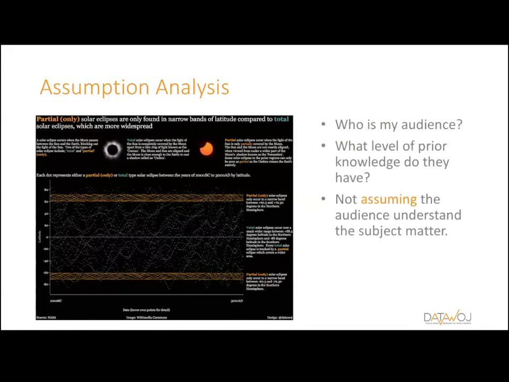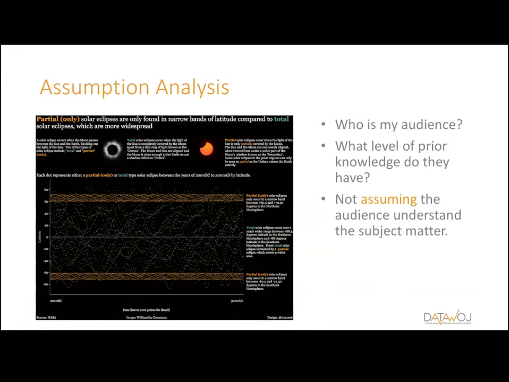So in terms of assumption analysis, here's a viz that I did last year for Makeover Monday, and it was looking at solar eclipses. On the y-axis, we've got latitude, and on the x-axis, we've got a timeline of 5,000 years. Each dot represents a solar eclipse. The blue dots are total eclipses. This is when the sun is totally blocked out by the moon. And the orange dots are partial eclipses. And this is where the sun is partially blocked out by the moon.